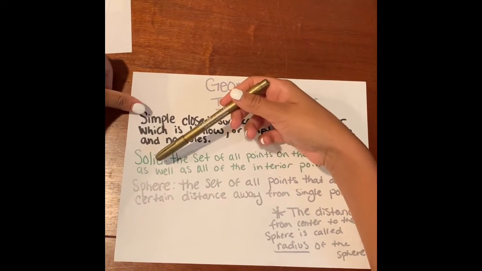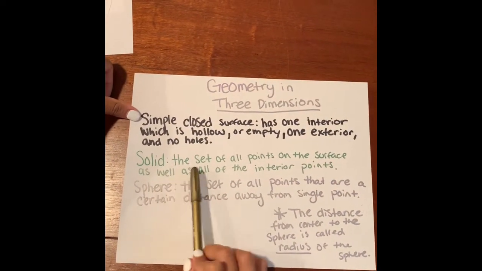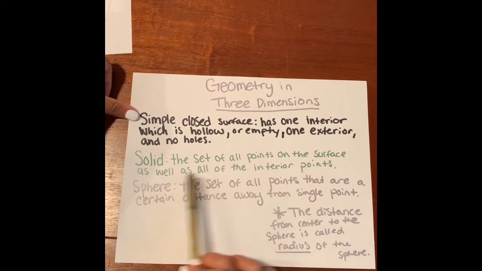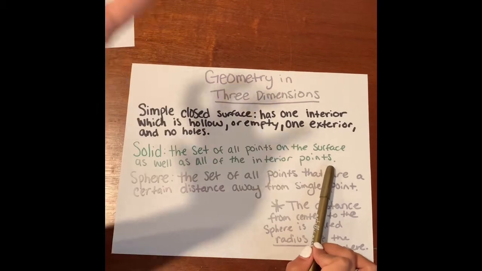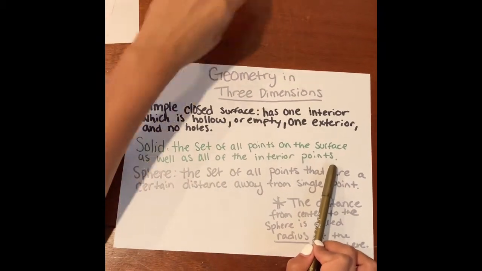The next one is a solid. A solid is the set of all points on the surface as well as all of the interior points. So that means it's just a solid. You could hold it. It's not flat.